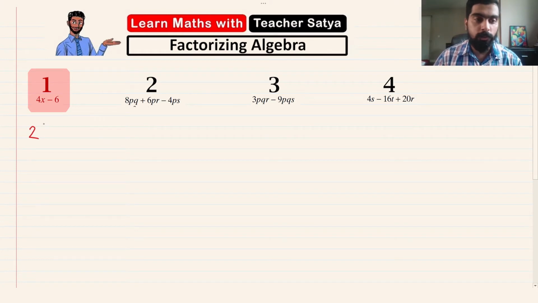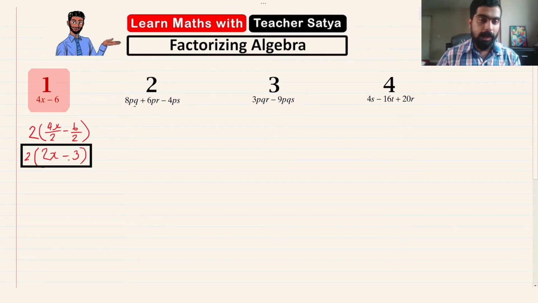Now once we have this, we open the bracket and we divide all the terms by the number we have put in front of the bracket. So we would have 4x divided by 2 minus 6 divided by 2. Alright guys, now the final answer: 4x divided by 2 is going to give us 2x, minus 6 divided by 2 is going to give us 3. Alright guys, and that is how we would factorize it.